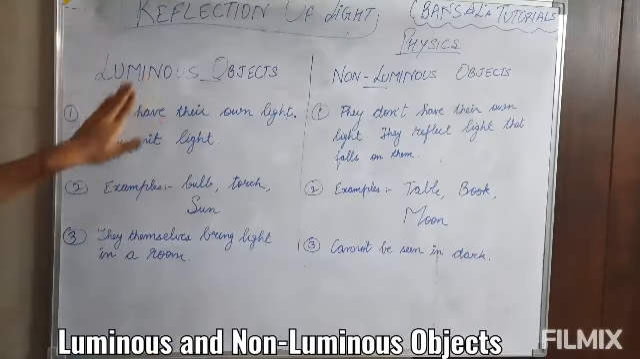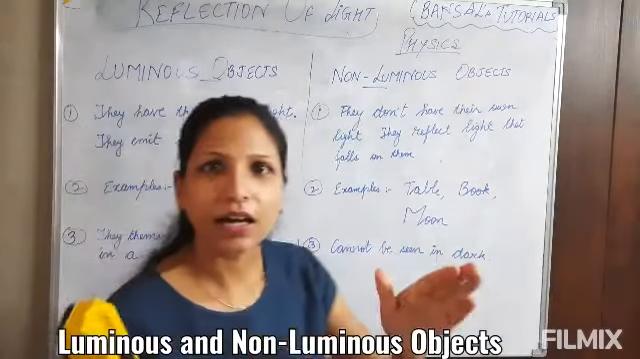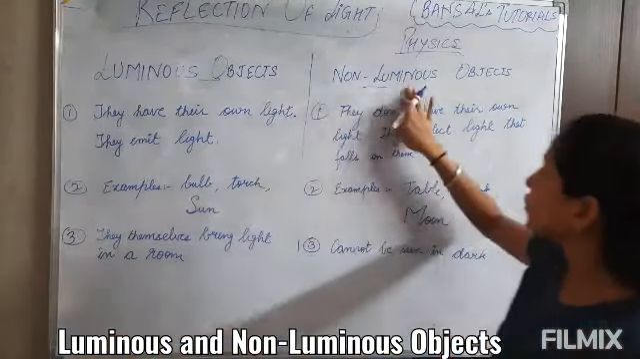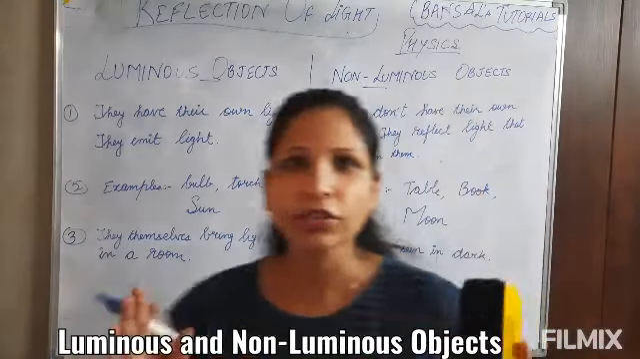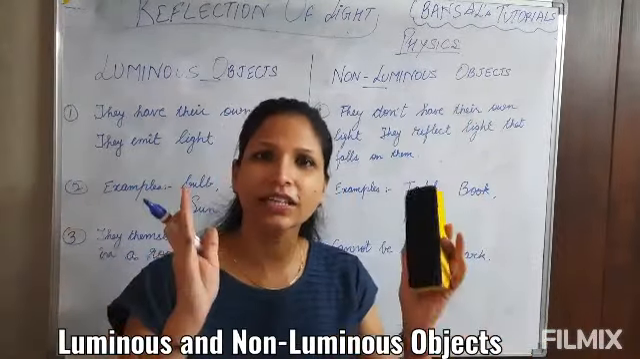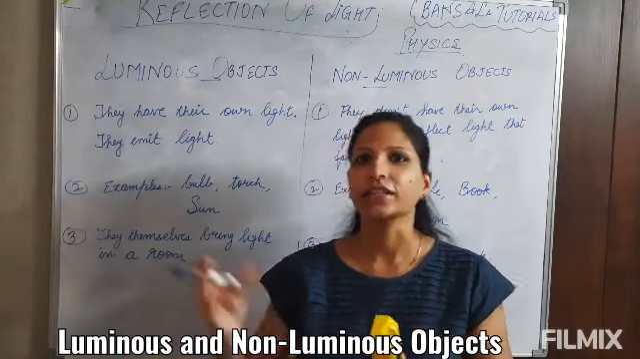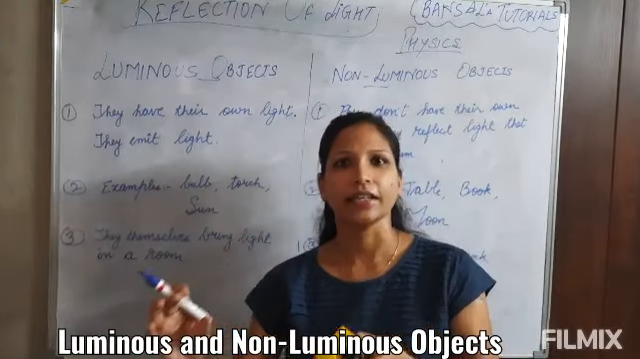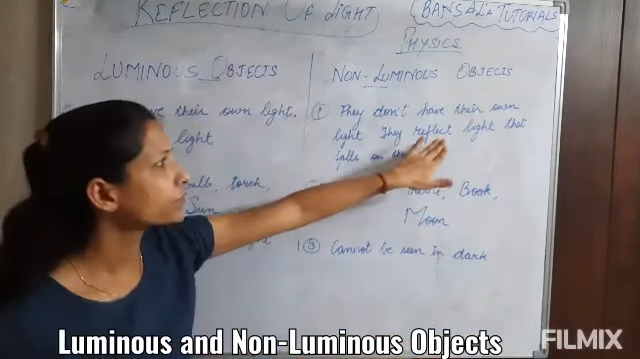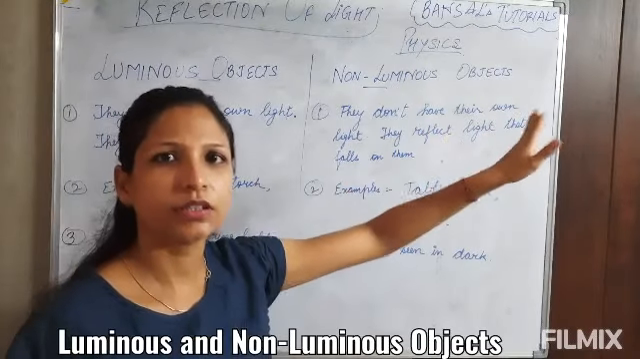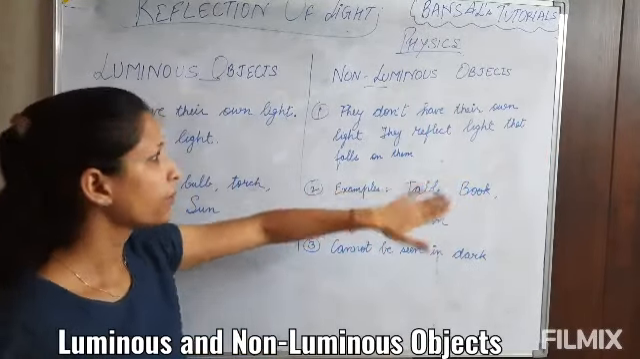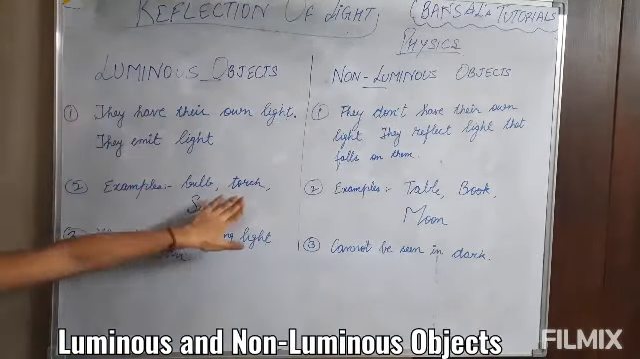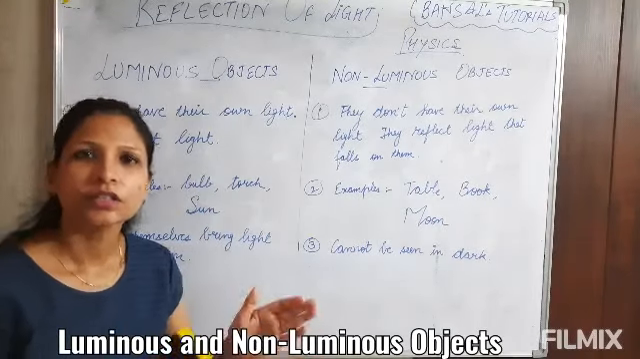So luminous objects are those objects that have their own light. They emit light. And the non-luminous objects are those that don't have their own light. They can be seen only when the light from a source of light falls on them and they reflect that light towards us. Now, this word reflection will be covered later in this chapter. Right now, we'll focus on the objects.